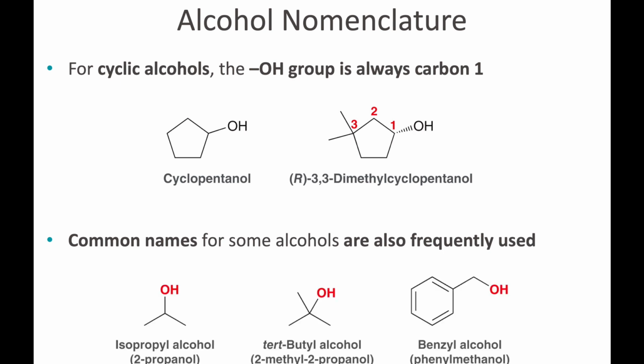Like for example, 2-propanol is also called isopropyl alcohol or isopropanol. 2-methyl-2-propanol could also be called tert-butyl alcohol or tert-butanol. And then phenylmethanol, where you have a benzene with one carbon and then a hydroxyl group, is sometimes called benzyl alcohol.